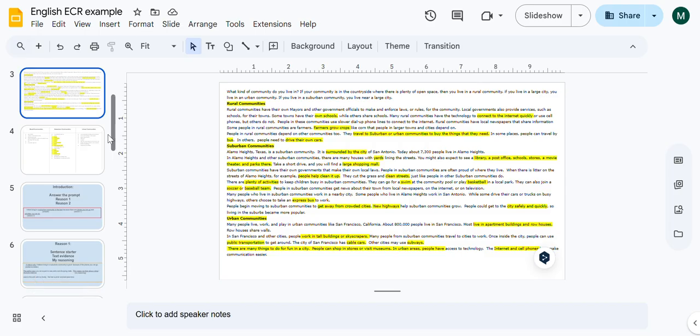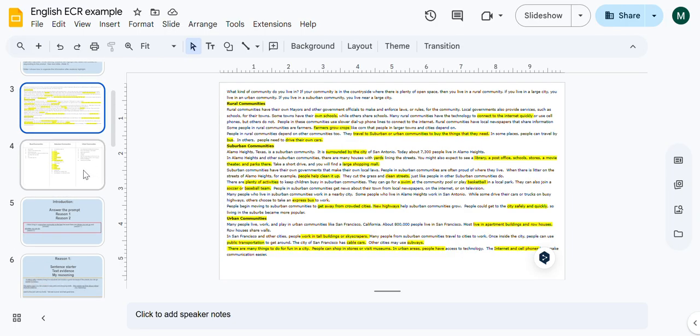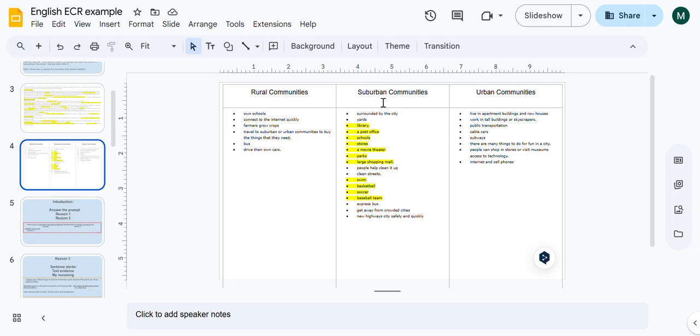After we do that, we organize our thoughts. So this particular passage lent itself to organizing in 3 columns. So we use the 3 columns here. We wrote rural communities, and whatever we highlighted here, we wrote here. Same goes for suburban communities and urban communities. Then I asked the students, okay, which one of these 3 do you think is the best community to live in? And the majority selected suburban communities.